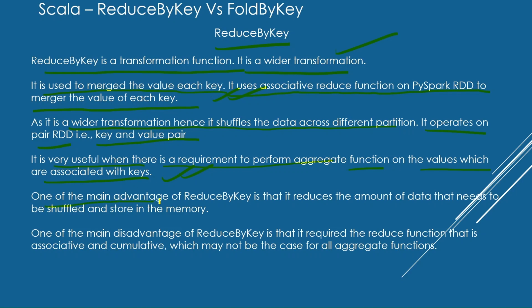One of the main advantages of reduceByKey is that it reduces the amount of data that needs to be shuffled and stored in memory. So let's understand this point in detail. Suppose we want to do an aggregation function with the help of reduceByKey. How will reduceByKey handle it? First, it is going to perform the aggregation locally. Locally means at each partition level, and it stores the result.